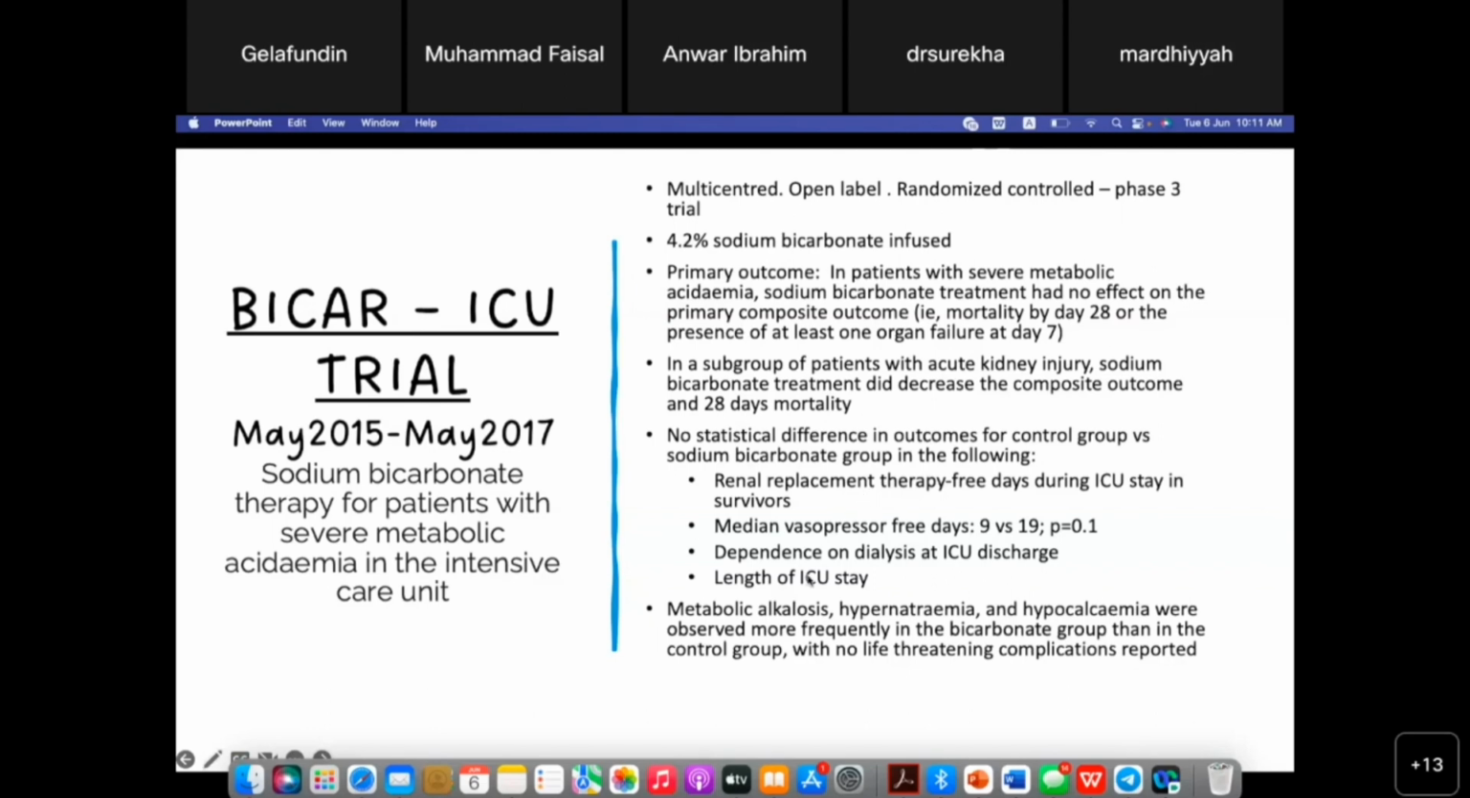Okay, and then for metabolic acidosis, hyponatremia and hypocalcemia, which are among the potential side effects of giving sodium bicarb, they were actually observed more frequently in the bicarb group than in the control group. But regardless, with no life-threatening complication. So that was why in UpToDate, they propose that in those two patients, the patient with severe metabolic acidosis or in less severe acidosis with AKI, to give sodium bicarb to prevent dialysis.